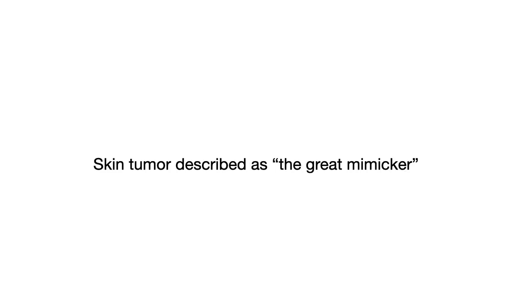This is a skin tumor that is described as the great mimicker. Melanomas. Melanomas can exhibit a wide variety of appearances. Some of them may appear epithelioid, like a carcinoma. Some of them may appear as spindle cells, like a sarcoma. While most melanomas typically present with pigments called melanin, you also have forms of melanoma that do not produce melanin. We call them amelanotic melanomas.